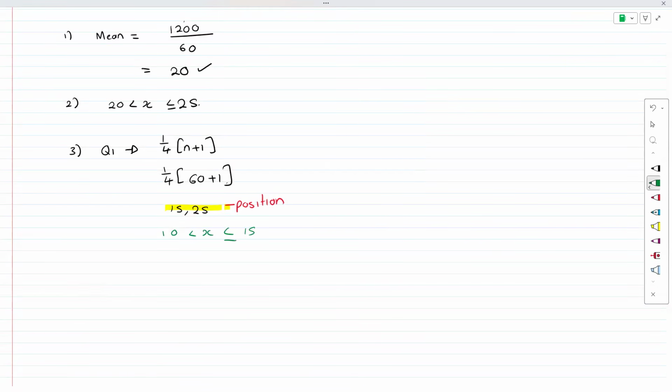Guys, again, I'm trying to find easy ways to explain it to you. So if it confuses you, please let me know. But quartile 2 is 2 over 4 n plus 1. 2 over 4 into 60 plus 1, and that equals 30.5. Please understand again, this is position. We count. Position is our counting numbers. It's not the answer. Let's go and look for 30.5 in our work.